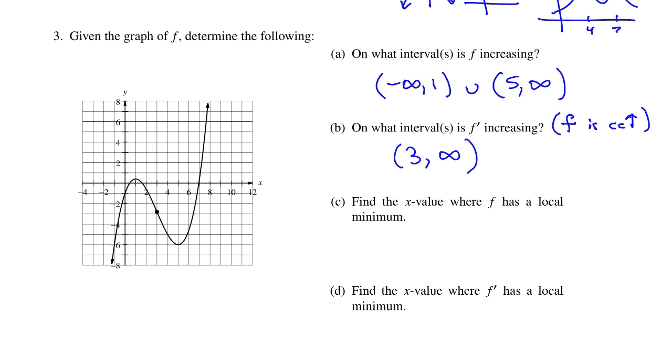C, find the x value where f has a local minimum. So that would be x equals 5. And then D, find the x value where f prime has a local minimum. So if f prime has a local minimum, then that means the graph of f is going from concave down to concave up. And that occurs here at the inflection point, which is x equals 3.